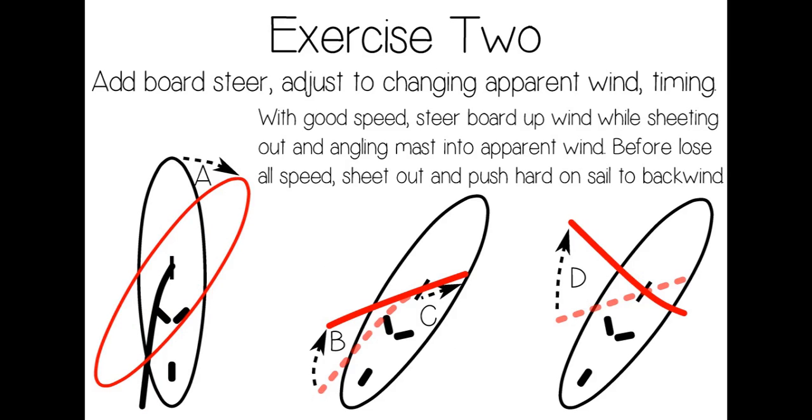Exercise 2 adds board movement to Exercise 1. Go faster, then carve the board upwind with your feet and at the same time sheet out to neutral. Tilt the mast into the wind and push to backwind the sail, just like Exercise 1. Do this until you can comfortably and quickly come to a complete stop from the push on the sail while in the straps and while balanced. As you get more comfortable, try and make the carve sharper and all movements happen faster.